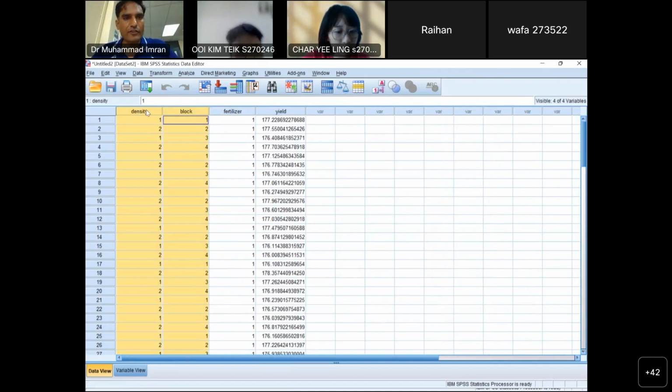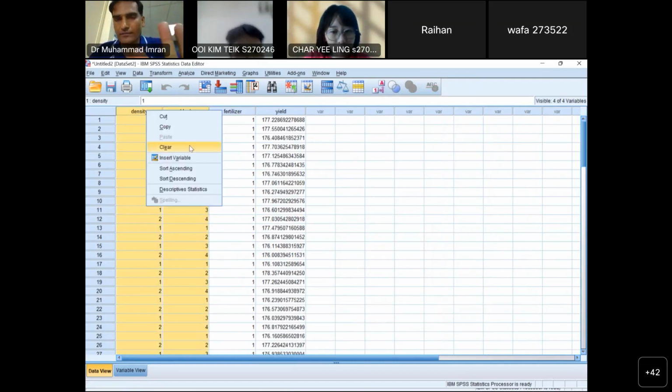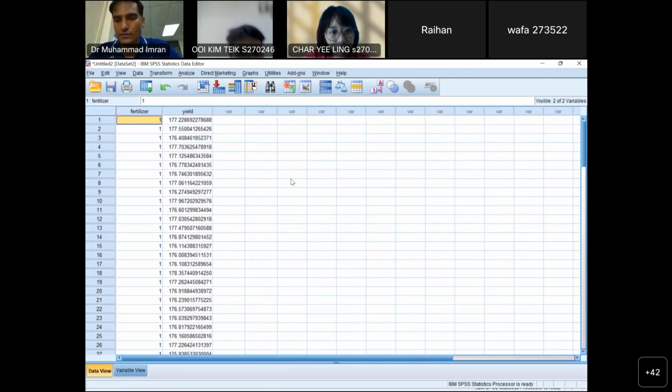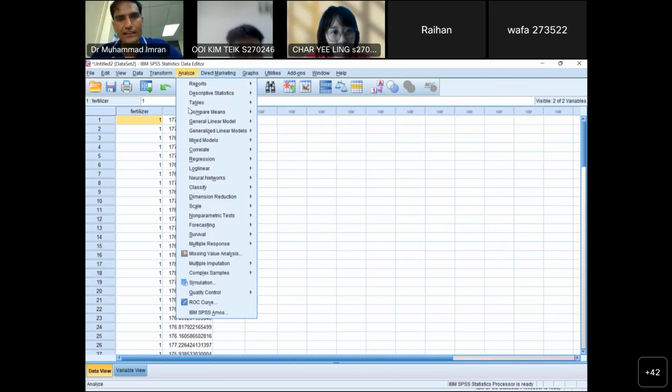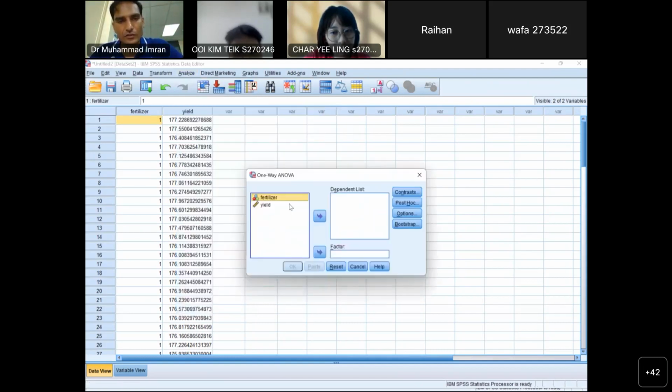Clear. Now I have two variables. Number one is import the data. Number two, analyze. Go to compare means, and here is one-way ANOVA. Here is the one-way ANOVA. See, so this one should go here, right? And this one should be here, right? Am I right?